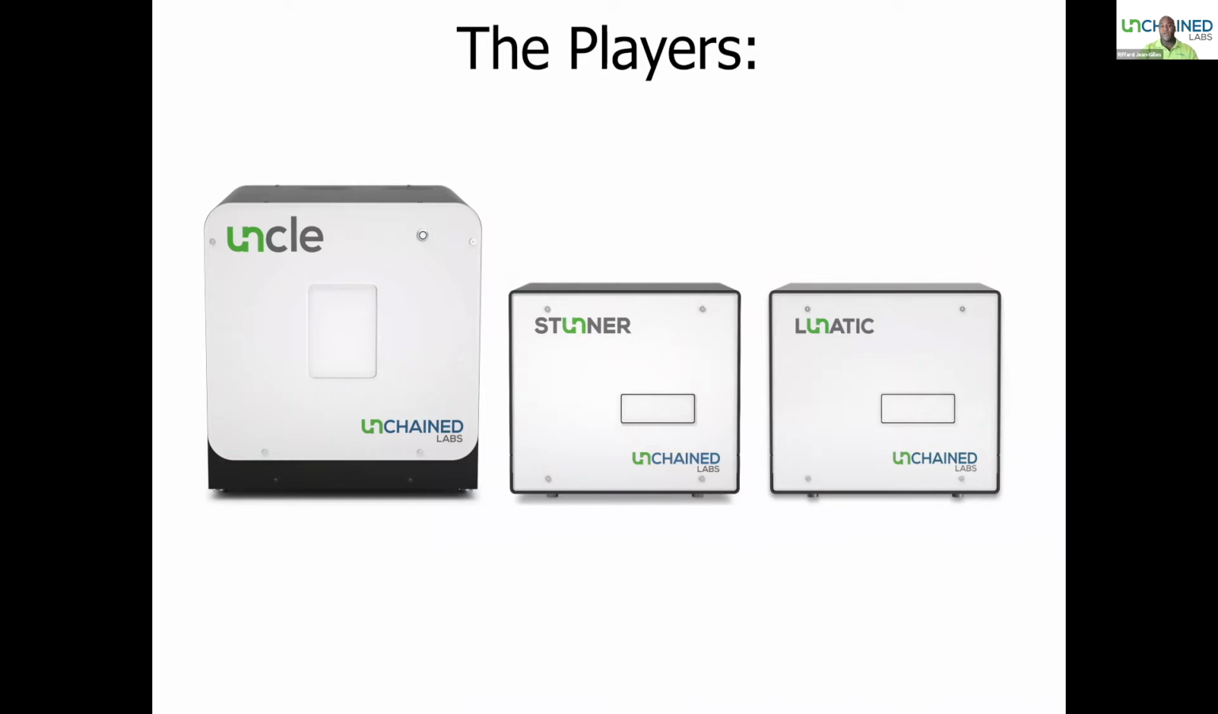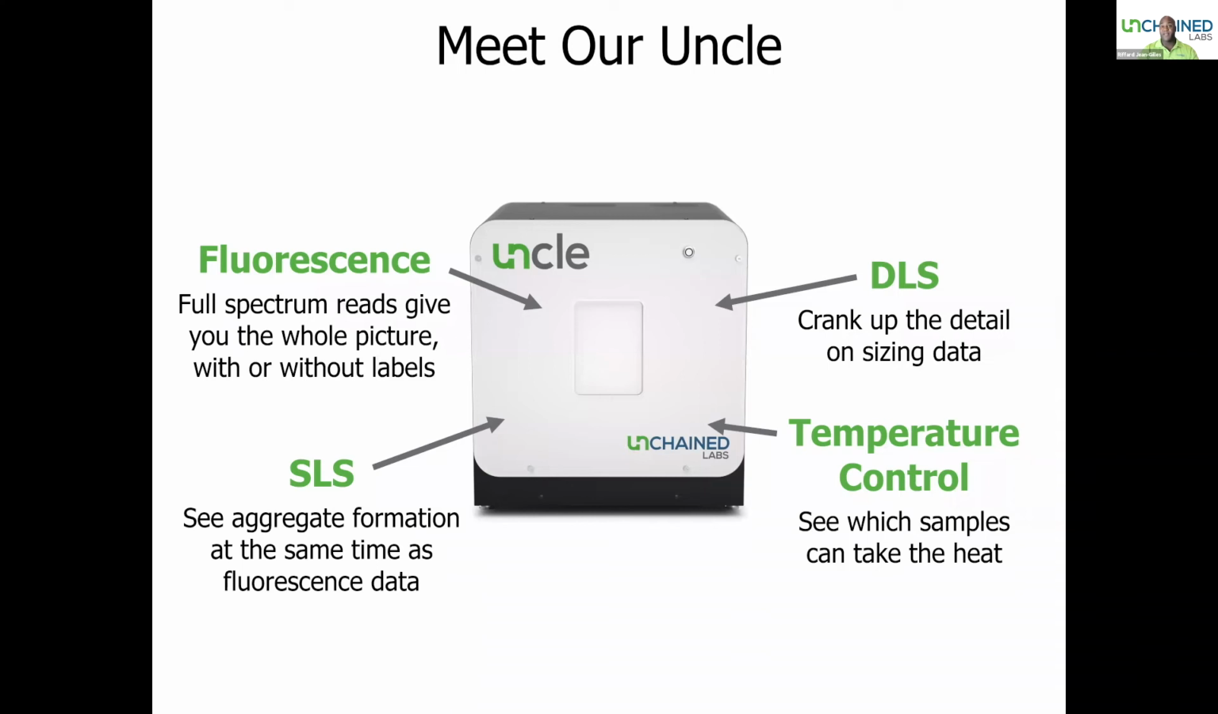So the Uncle itself is a multiplex system. And when we say multiplex, we mean that there are multiple detectors in one box. What we've done here is taken fluorescence, allowing you to measure the full spectrum from 250 nanometers to 720 nanometers of your sample, and you're able to assess the melting temperature, as well as have a clear idea of how folded or unfolded your protein is in different conditions, okay?